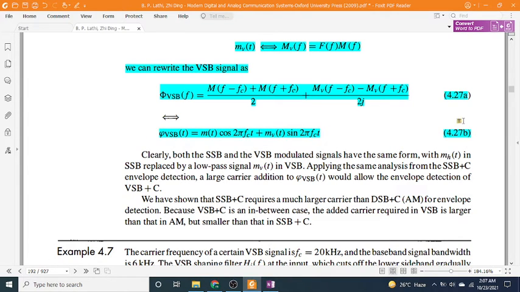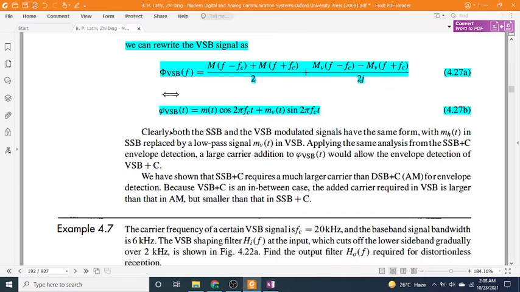Equation 4.27a, 4.27b. Clearly, both the SSB and the VSB modulated signals have the same form, with m_h(t) in SSB replaced by a low-pass signal m_v(t) in VSB.